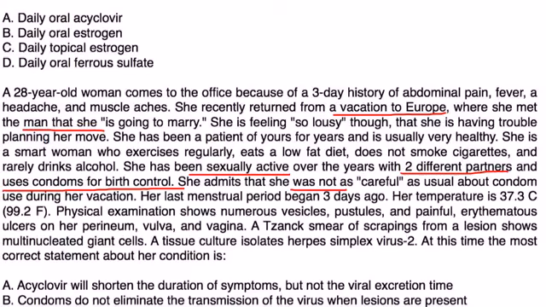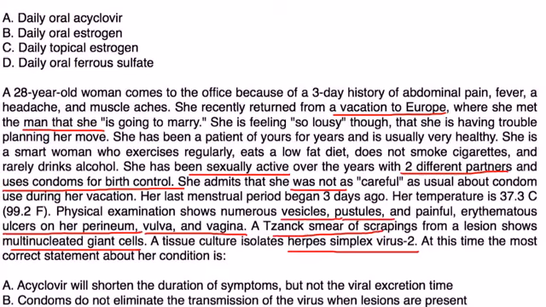Temperature is 37. Physical exam shows numerous vesicles, pustules, and painful erythematous ulcers on her perineum, vulva, and vagina. A Zank smear of scrapings from the lesion shows multinucleated giant cells. A tissue culture isolates herpes simplex virus 2. At this time, the most appropriate correct statement is, well, you've only got 2 to choose from here.